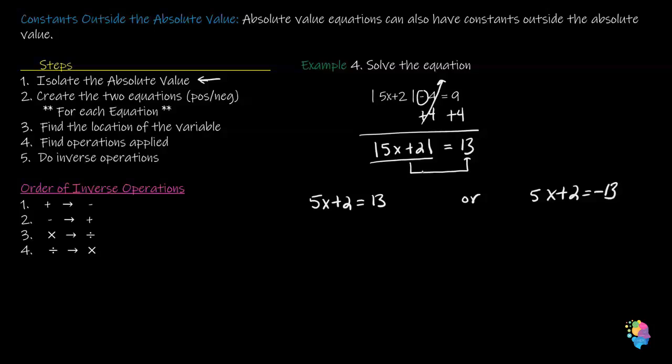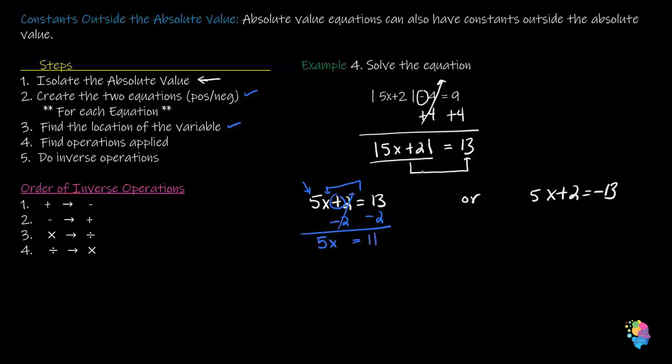We've already isolated the absolute value and created our two equations. Now we can find the location of our variable. For the first one, it is on the left side, and I have addition and multiplication. So the opposite of addition is subtraction. I subtract 2 from both sides. From left to right, this gives me 5x. Remember, this goes to 0. 2 minus 2 is 0. And on the right side, I have 13 minus 2, and that would give me 11.